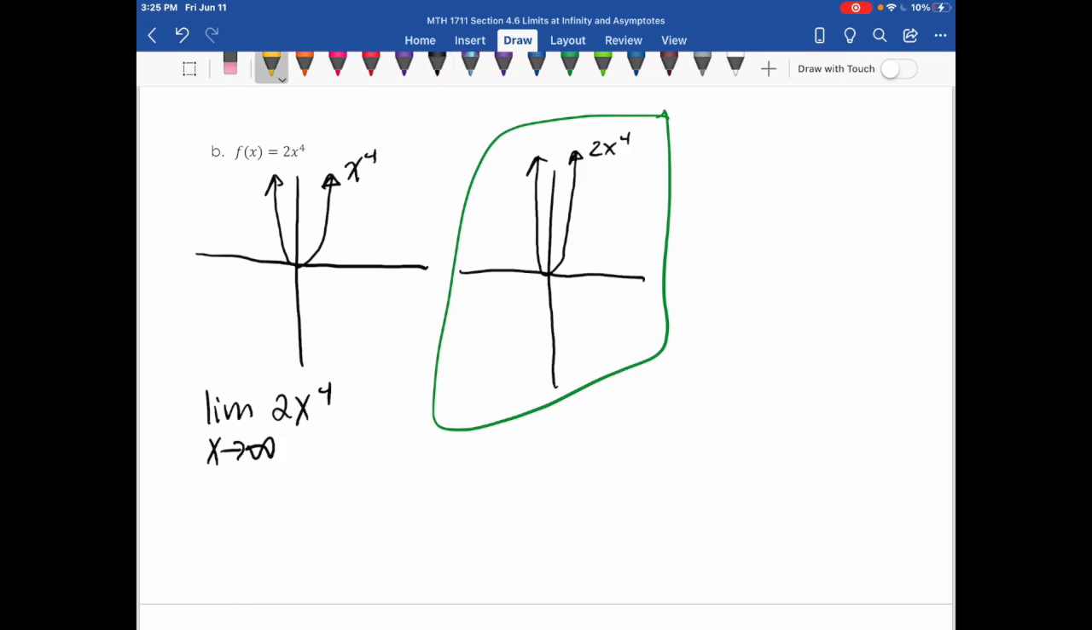So if I want to find the limit as x approaches positive infinity of 2x to the fourth, I'm going to look at what happens as I trace the graph from left to right. What happens to y as x keeps going further and further to the right? So y is growing without bound, which means it's going to positive infinity. The limit as x goes to negative infinity of 2x to the fourth is going to be the same thing, because as x goes to negative infinity to the left, y is growing without bound.